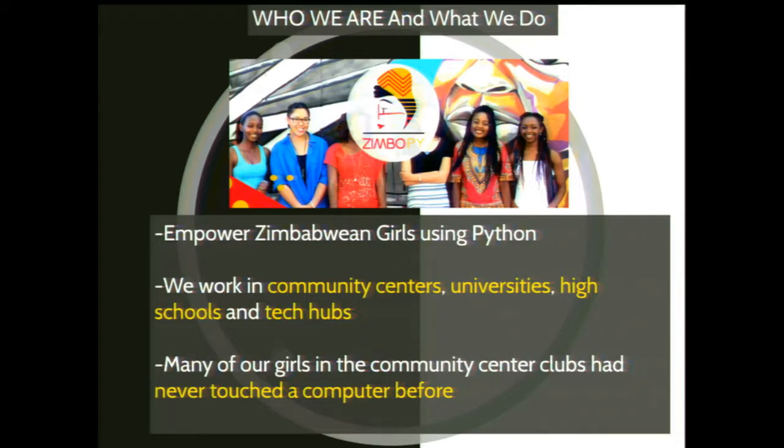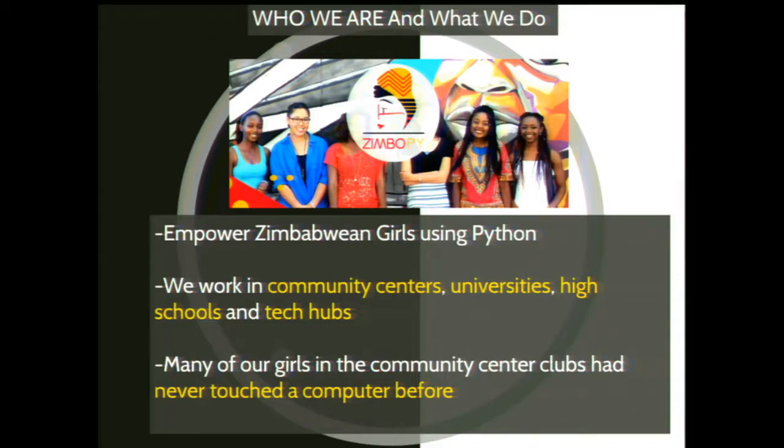A second reason is that in general, in the physical sciences, so we speak about engineering or technology, there are not that many women. In Zimbabwe in particular, only 17% of students studying physical sciences at university level are women or girls. So that's one of the reasons why I started the organization.